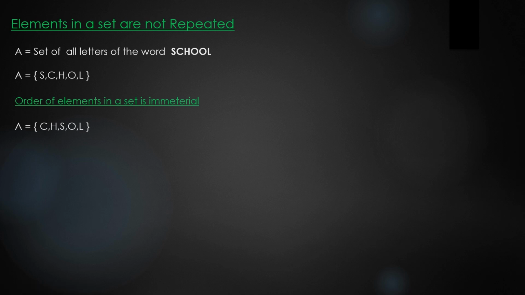Let's go to the next topic: elements in a set are not repeated. If you observe this, A is equal to the set of all letters of the word school. We have taken the word school, and it is a set of letters. In this set format, A is equal to {S, C, H, O, L}. There are two O's in school, but we have written only one O because in a set, letters are not repeated.